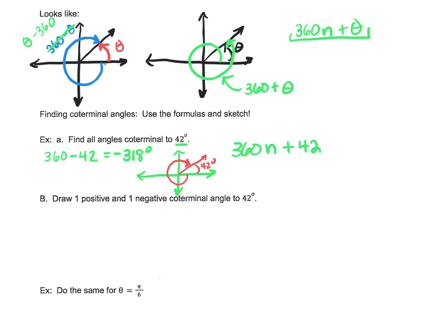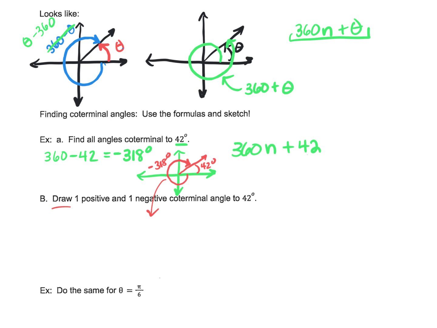Oh, it says draw. We could put that down here, couldn't we? I'm sorry, I forgot I put part B as draw. So what do I label that other piece right there that I drew in? Negative 318.